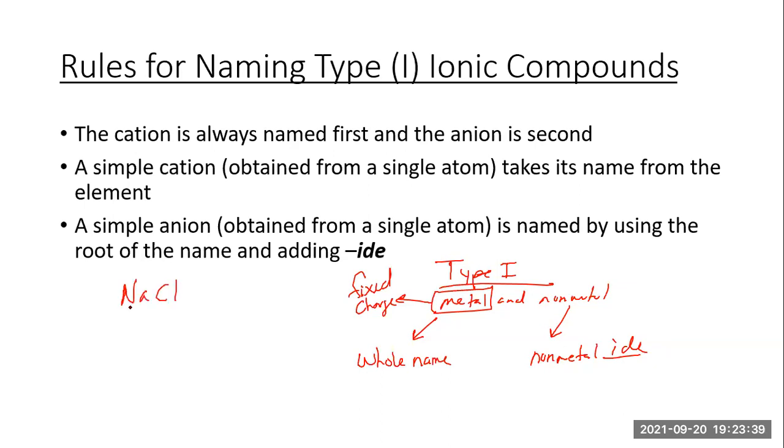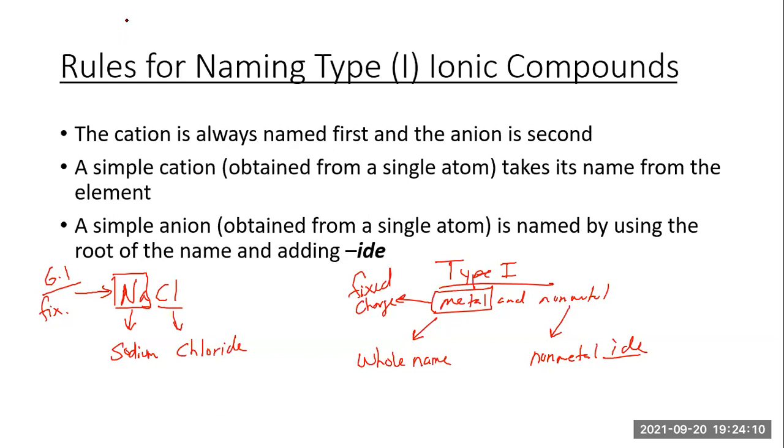Like if we did look at this, sodium, which is a metal, Cl, which is chlorine, which is a non-metal. When I look at the periodic table, I see that is group 1, which means it has a fixed charge, which means that is all I need to do. I don't really have to worry about anything, charges or anything like that. I know that the whole name of Na is sodium. Whole name of Cl is chlorine, which then becomes chloride. So that would be sodium chloride.